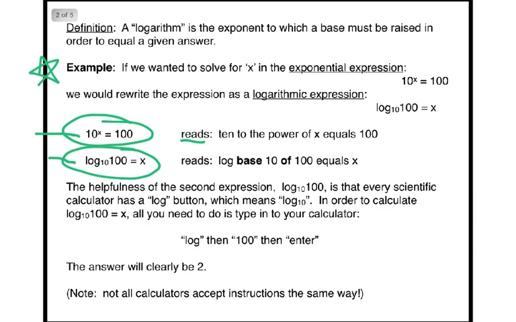The helpfulness of the second expression, log base 10 of 100, is that every scientific calculator has a log button, which means log base 10. In order to calculate log base 10 of 100 equals x, all you need to do is type into your calculator the log button, then the number 100, then enter. And the answer will clearly be 2, because 10 to the power of what equals 100? 10 to the power of 2 equals 100. Note, not all calculators accept instructions in the same way, so double check how your calculator works.